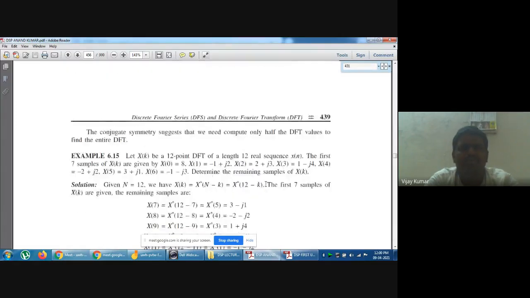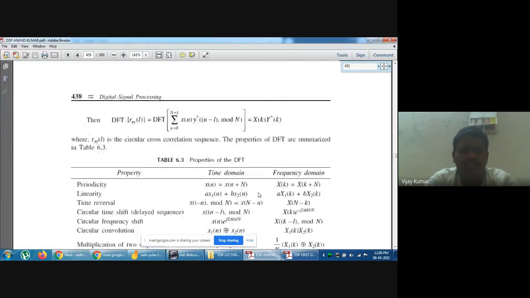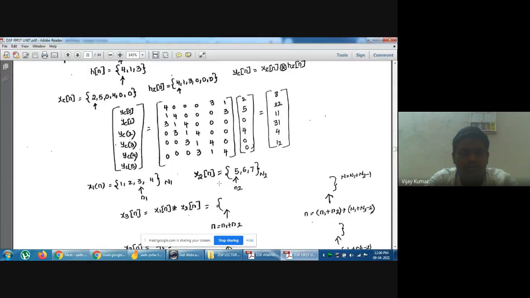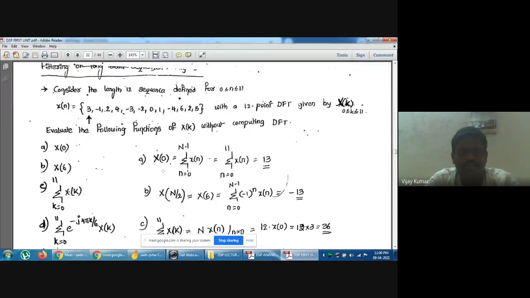So likewise, we have many applications of properties, many problems are there. Okay. So this is one more problem. X of n is given as a 12 point sequence, and you are asked to evaluate x of k equal to 0 and x of k equal to 6. X of k equal to 0 is the sum of all values. Doing so, you will get 13.